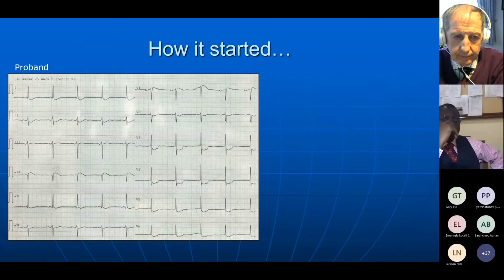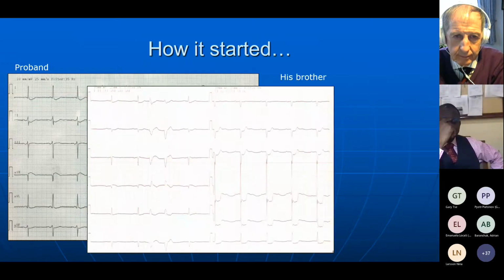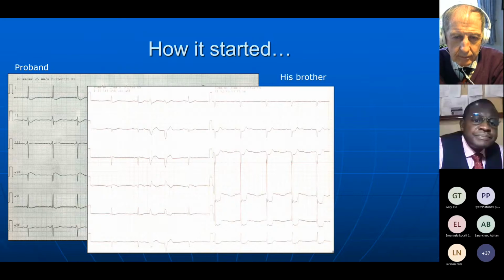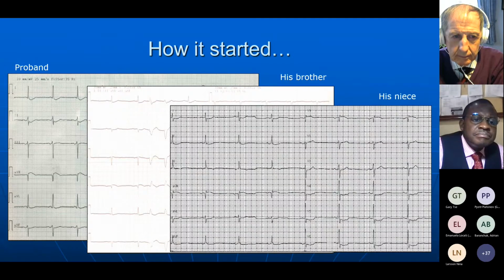It wasn't until about 15 years later, when his brother was evaluated, who had an ECG that looked like the one I'm showing you now, which does look like a bit of left ventricular hypertrophy, but also has ST depression in multiple leads, especially in the lateral leads and in the inferior leads. The next patient we evaluated was his niece, who also had these ST depressions of concave appearance, in particular in the inferior and the lateral leads.